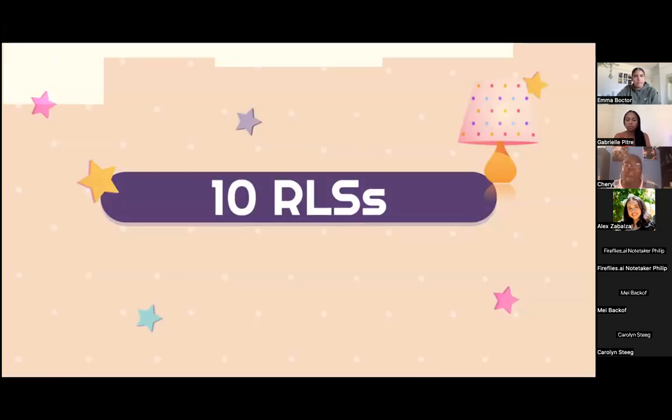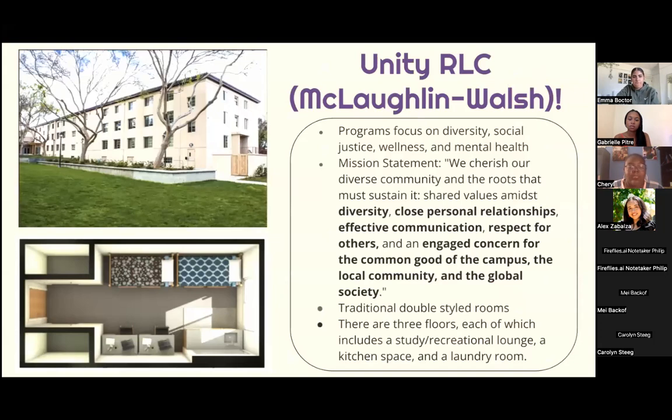Alrighty, so now we are going to go into the 10 RLCs that are at SCU. So the very first one is the Unity RLC, that's McLaughlin Walsh. So this RLC focuses on diversity, social justice, wellness, and mental health. So their mission statement includes those values, which are diversity, close personal relationships, effective communication, respect for others, and an engaged concern for the common good of the campus, community, and global society.